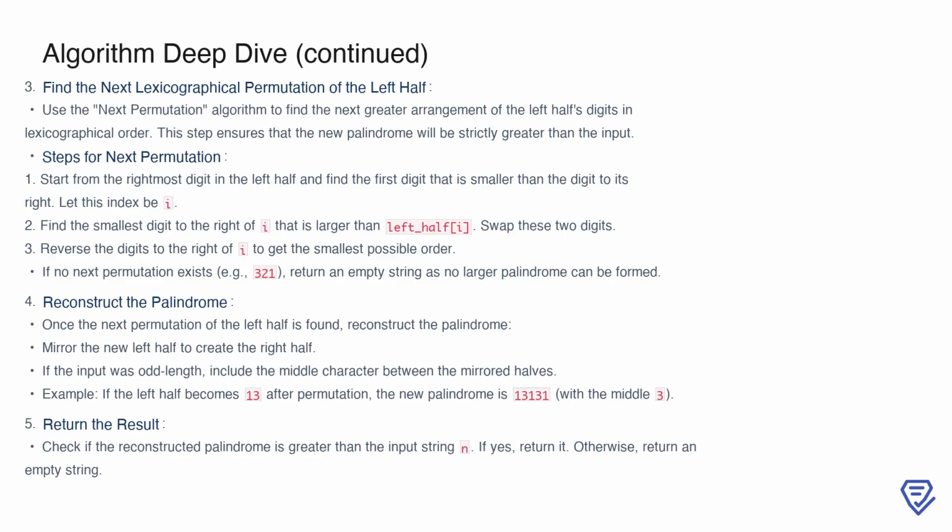If no such permutation exists, meaning the digits are in descending order, no larger palindrome can be formed, and we return an empty string. Once we have the next permutation of the left half, the next step is to reconstruct the full palindrome. To do this, mirror the new left half to form the right half. If the original number has a middle character, include it between the mirrored halves. For example, if the updated left half is 13, the new palindrome becomes 13131, assuming the middle character is 3. Finally, compare this reconstructed palindrome with the input number. If it's larger, we return it as the result, otherwise, we return an empty string.